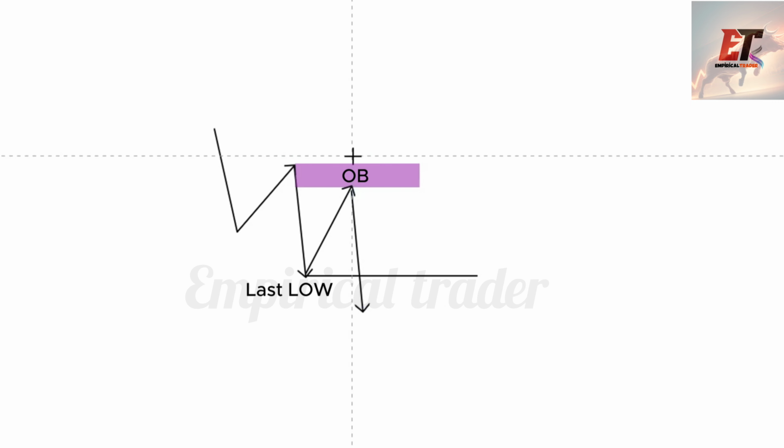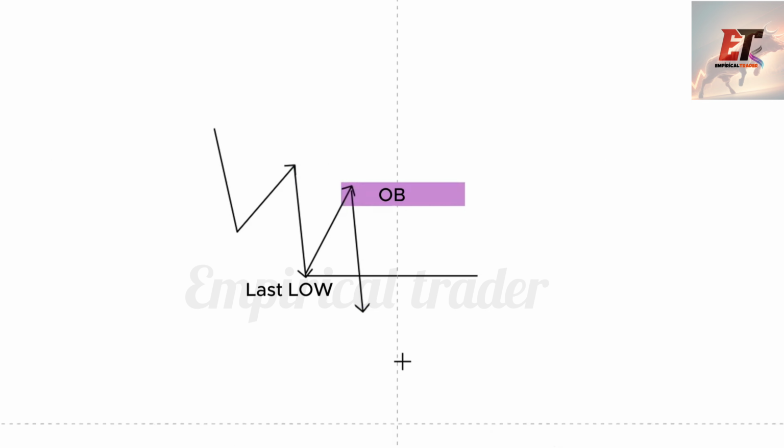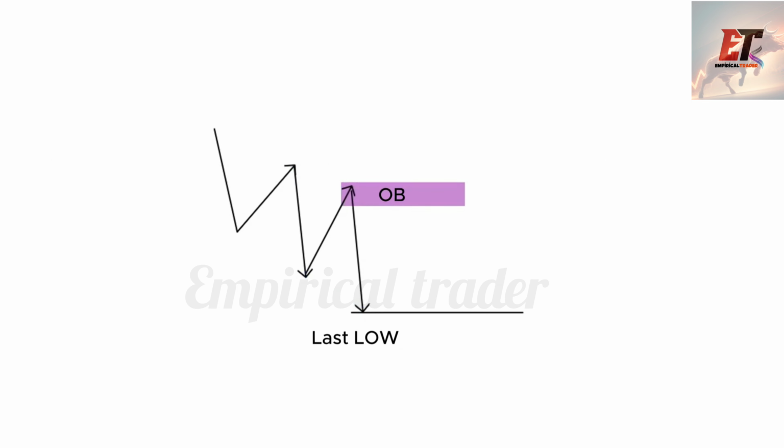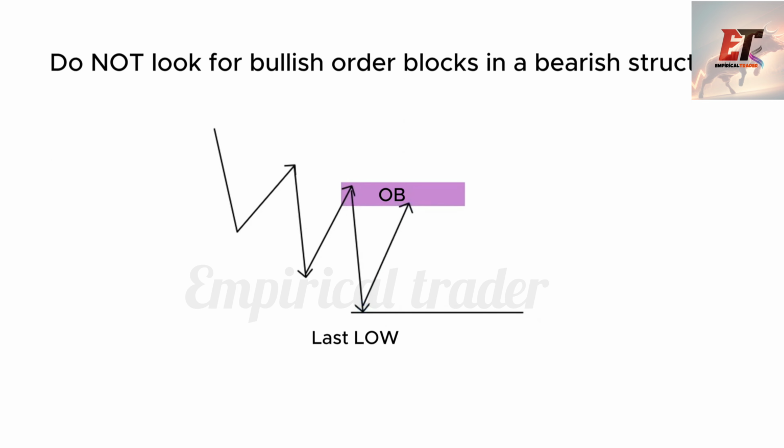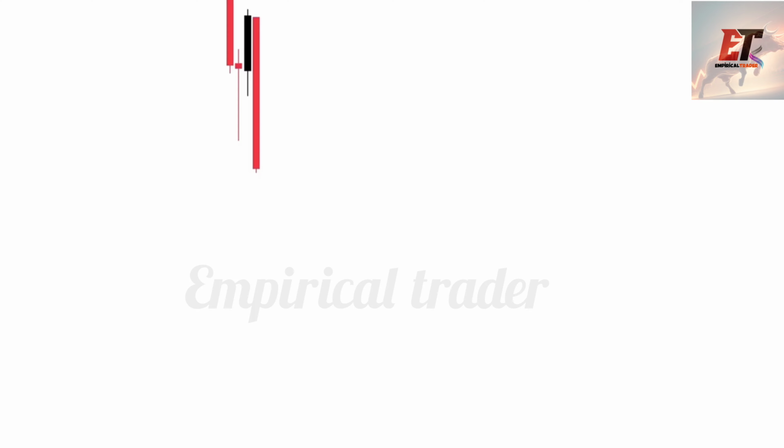And the process repeats. The very important rule to remember is that on a downtrend, we do not look for bullish order blocks, because if we do that, we are fundamentally and structurally trading against the trend, leading to a higher chance of losing. Now on to live trading examples.